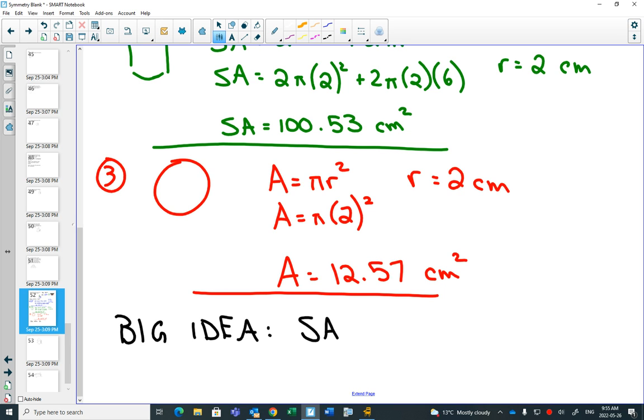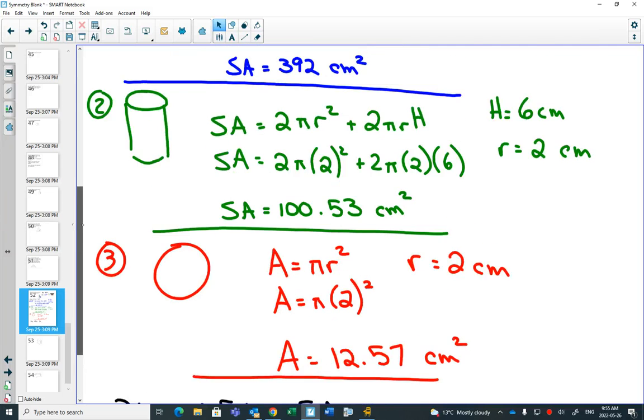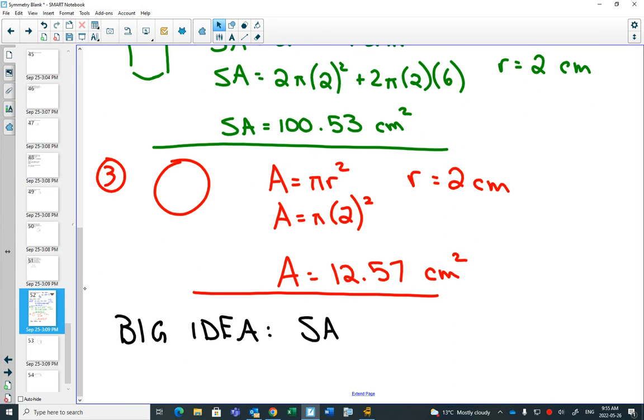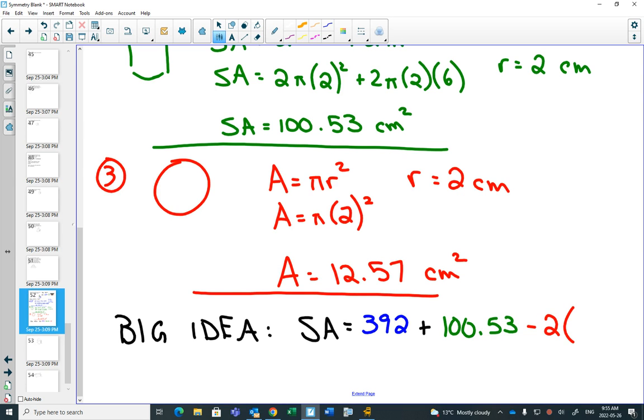And our total surface area will be the blue one, which we figured out was 392, plus the green one, which we figured out was 100.53. And then we had to subtract 2 of the red one, 12.57. Go to our calculator to do this.